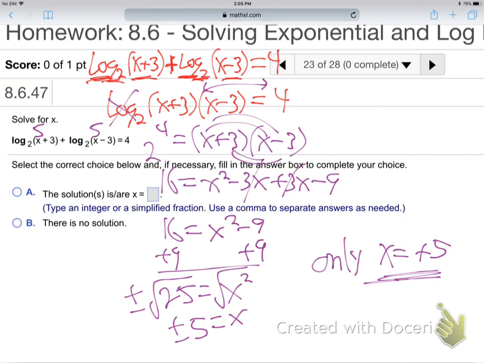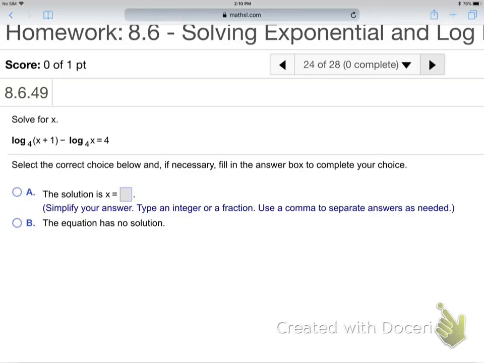2 logs, 1 log, no log. Log base 4 of x plus 1 minus log base 4 of x equals 4. Okay. Give that a try. 2 logs, 1 log, no logs.